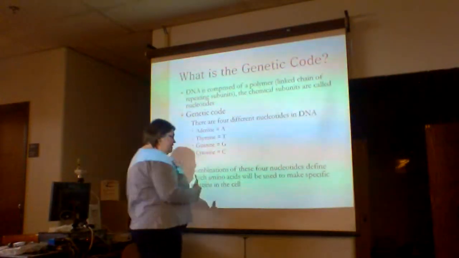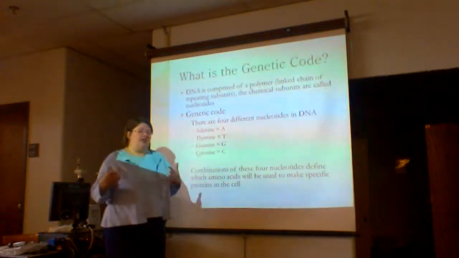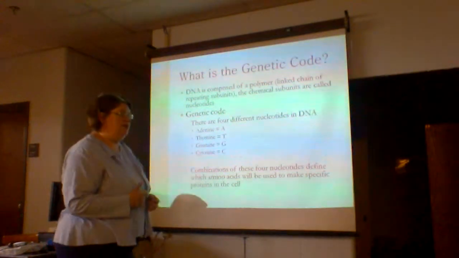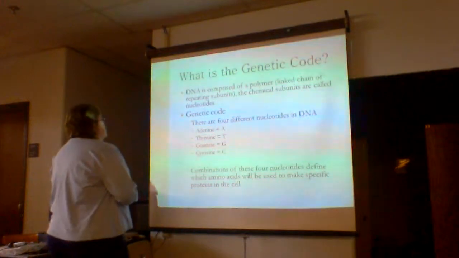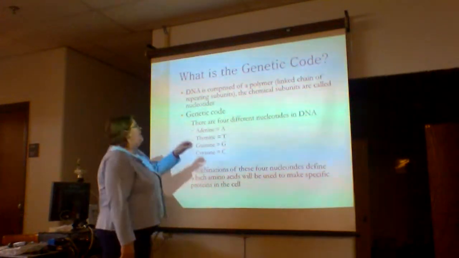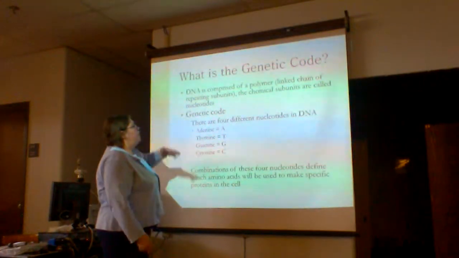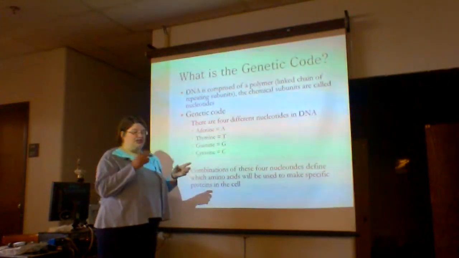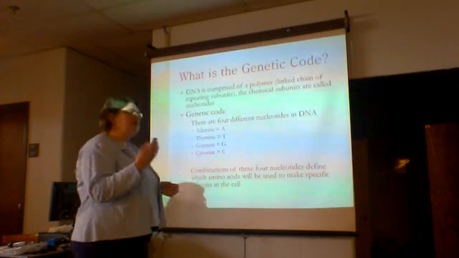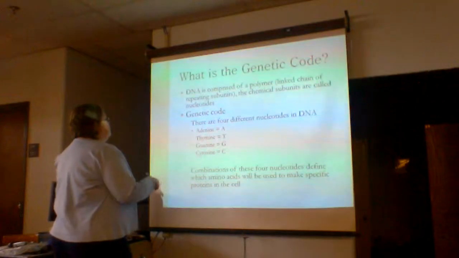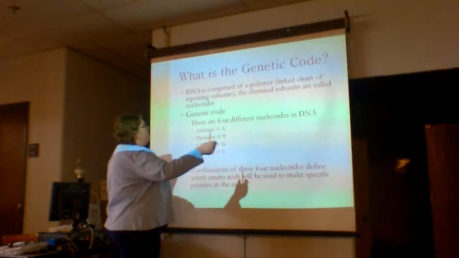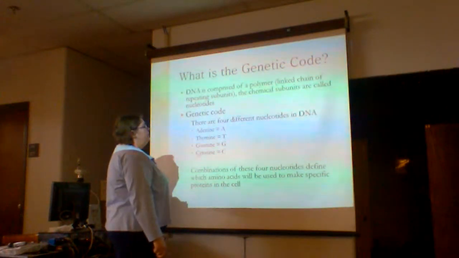So if we have genes, what's the genetic code? This is another term that your book is trying to define for you. So a gene is a DNA sequence. DNA is comprised of a polymer, which is a linked chain of subunits. We reviewed that a little bit last week. A nucleic acid, like DNA, is made up of chemical subunits called nucleotides.